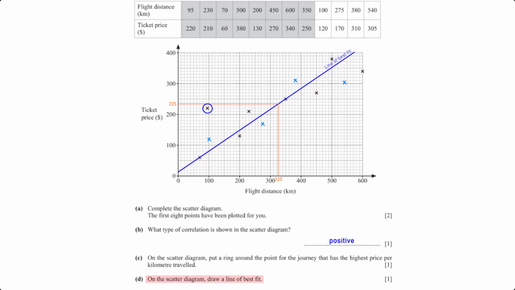On the scatter diagram, draw a line of best fit. On the diagram, we've drawn a line of best fit. The general rule of thumb for drawing a line of best fit is to ensure that it passes through as many points as possible while balancing an equal number of points above and below the line.